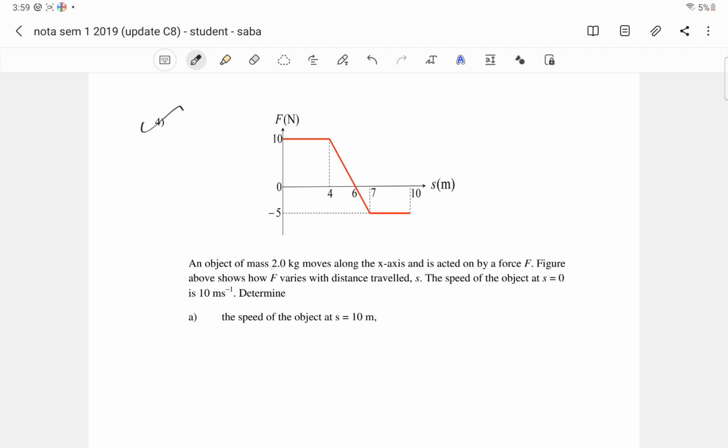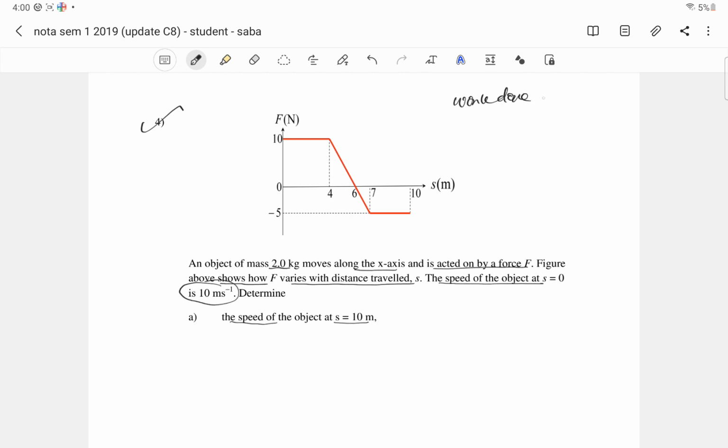An object of mass 2 kg moves along the x-axis and is acted on by the force F. The figure above shows how F varies with distance travelled. The speed of the object at 0 is 10 meter per second. Determine the speed of the object at 10 meters. So first of all, you have to find the work done. Okay, so macam mana kita nak cari work done?